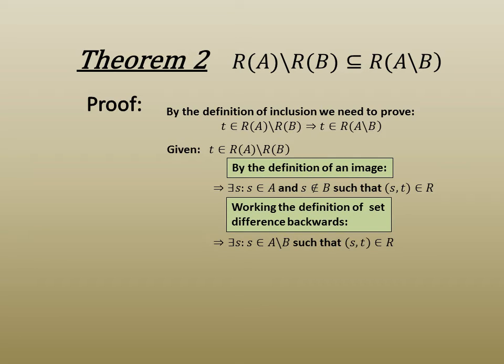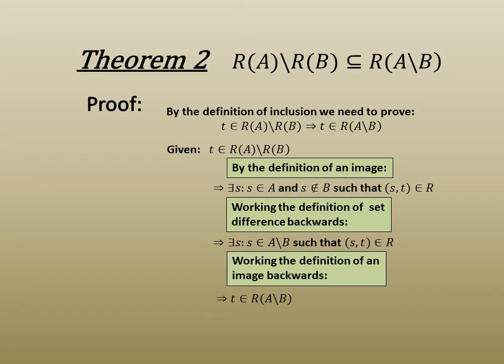Now, working the definition of set difference backwards, the statement implies that there exists an S belonging to A slash B, such that S is in relation R to T. Finally, working the definition of an image backwards, we see that T is a member of R of A slash B, completing the proof.